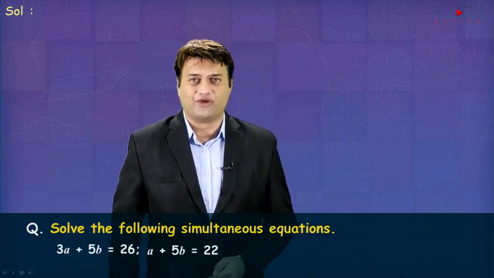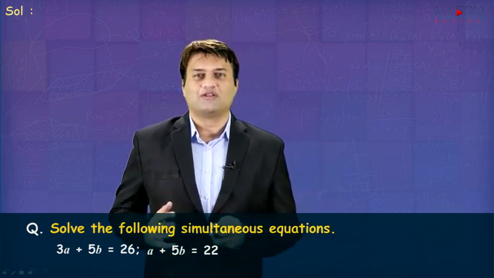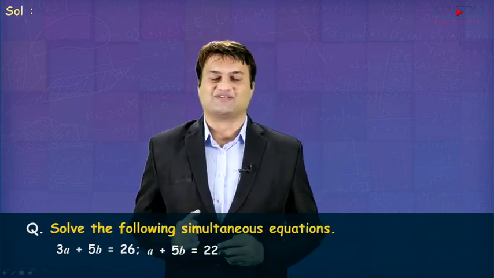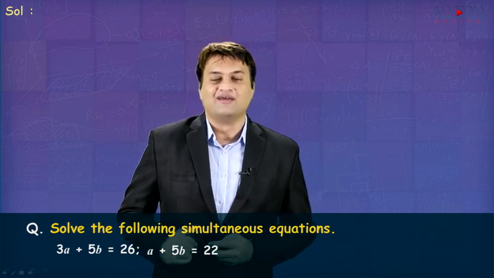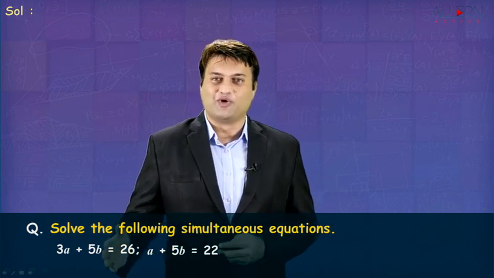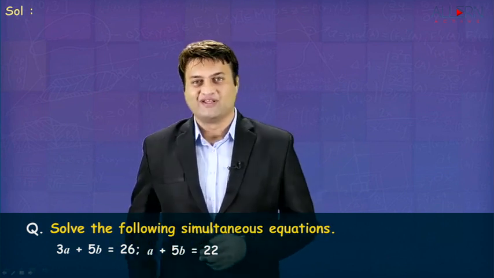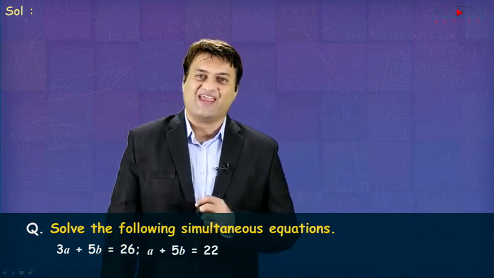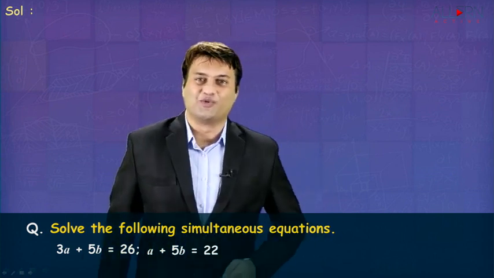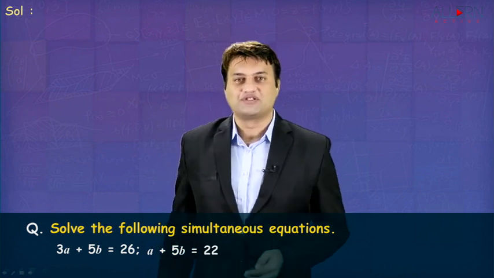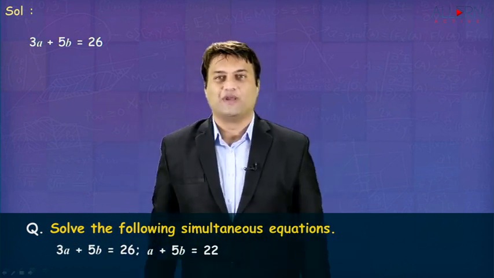Hello students, let's move on to the next sum based on the method of elimination by equating the coefficients. The sum is: solve the following simultaneous equations. The equations given are 3a plus 5b is equal to 26, that's the first equation, and the second equation is a plus 5b is equal to 22. So let's first consider the first equation, that is 3a plus 5b is equal to 26.